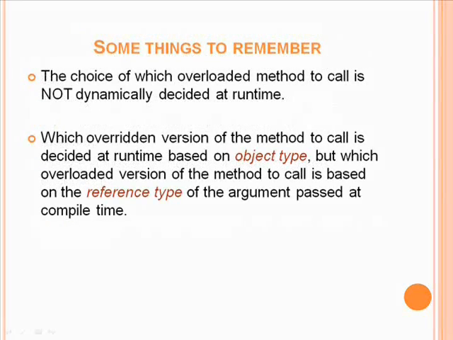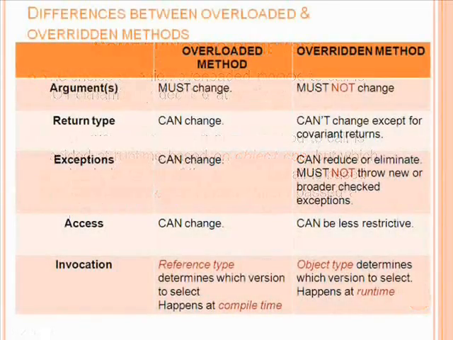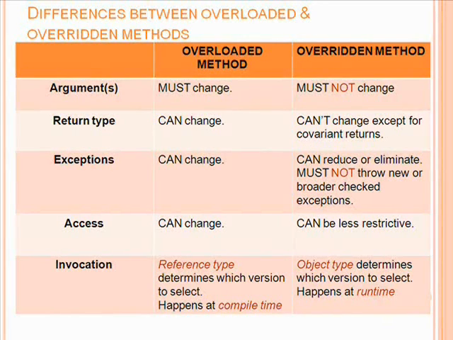There are some important things we need to remember regarding overloading and overriding. The choice of which overloaded method to call is not dynamically decided at runtime. Which overridden version of the method to call is decided at runtime based on object type, but which overloaded version of the method to call is based on the reference type of the argument passed at compile time. In this slide, we have summarized the features of overloaded and overridden methods, so it will be easy for you to identify the difference between these two.